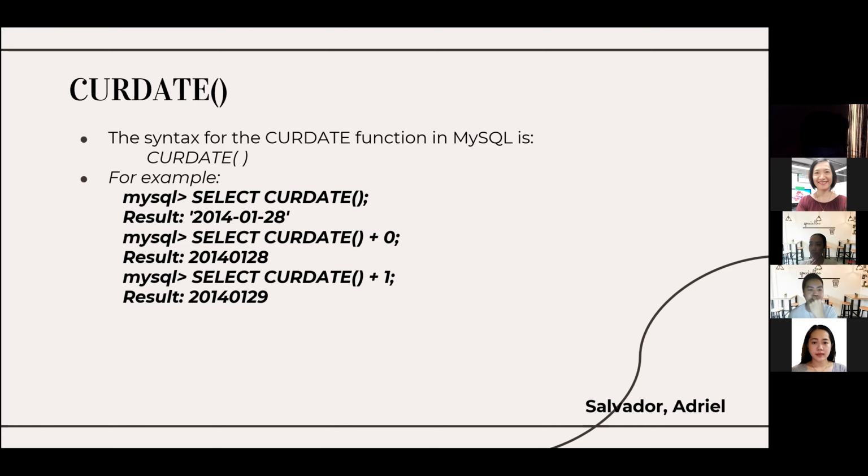So nothing changes because you add 0. MySQL SELECT CURRENT_DATE + 1 is going to add 1 to the current date, so it's going to be 29. Next slide.